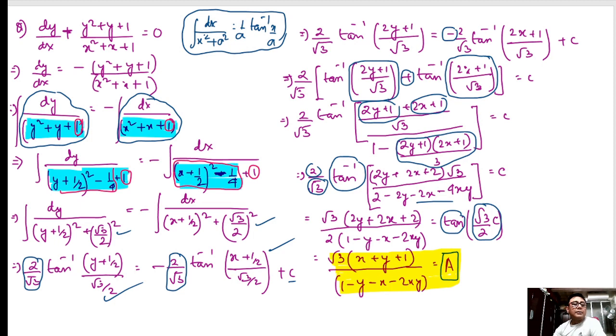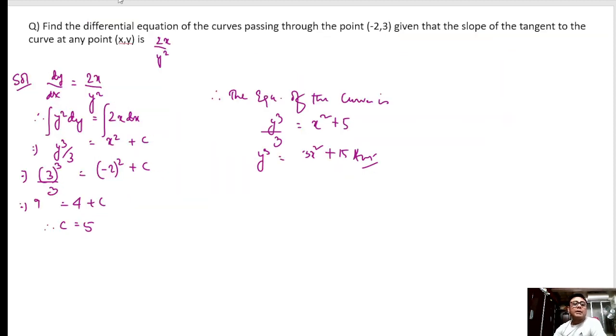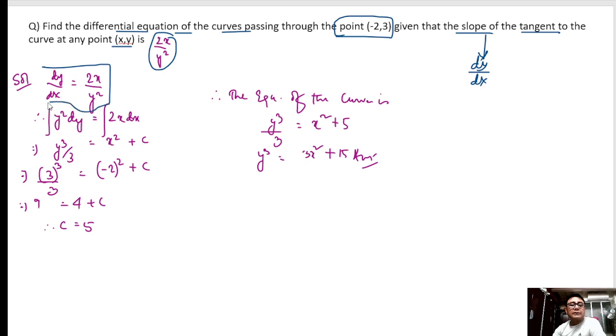Next, friends, the next sum. Find the differential equation of the curves passing through the point this. Slope of the tangent, remember it, slope of the tangent is dy by dx. So the slope of the tangent at any point is this. They are telling that the slope of the tangent is this.